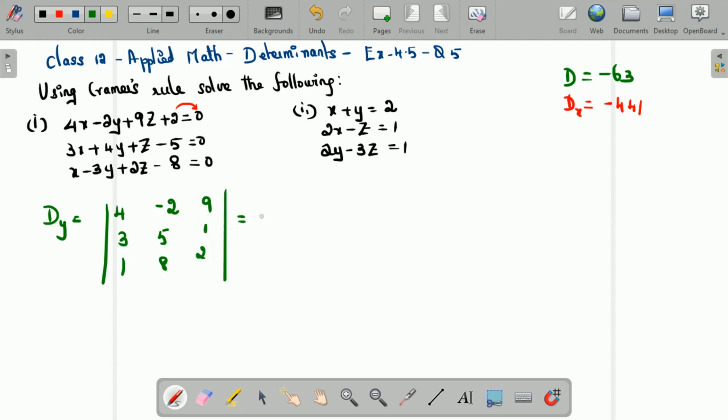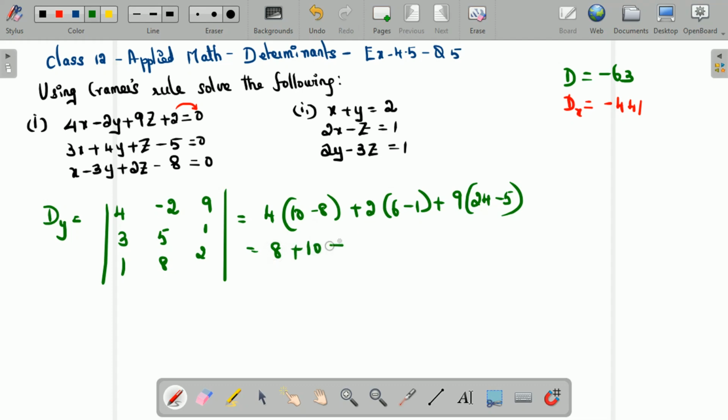Let's evaluate this determinant. So this is going to be 4 into 10 minus 8. Then plus 2 is going to be 6 minus 1 plus 9 into 24 minus 5. So this is 2 into 4, that's 8, plus this is 5 into 2 is another 10, plus 24 minus 5 is 19 into 9. So this is going to be 171. So if you add up, this comes to be 181. So dy is going to be equal to 189.